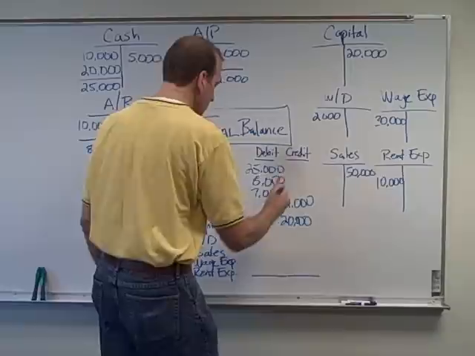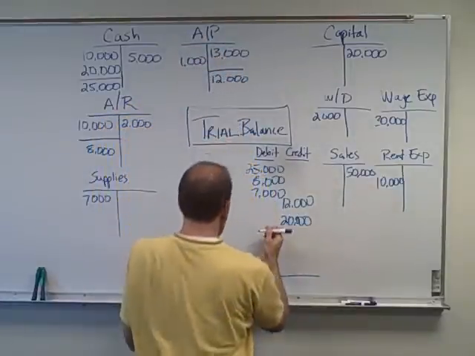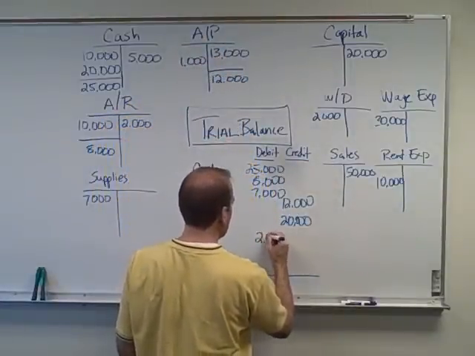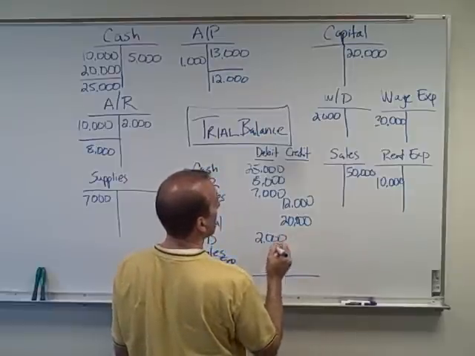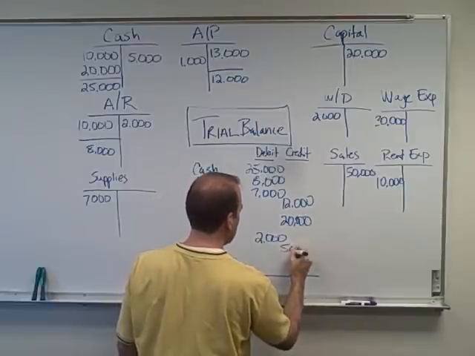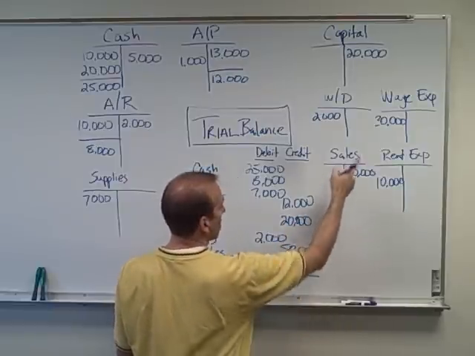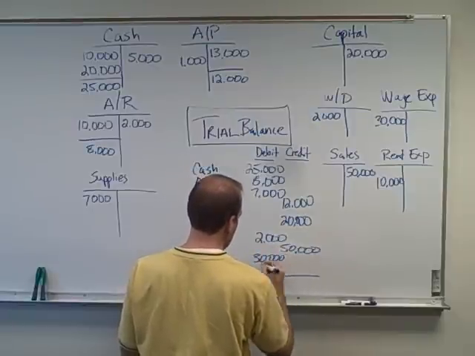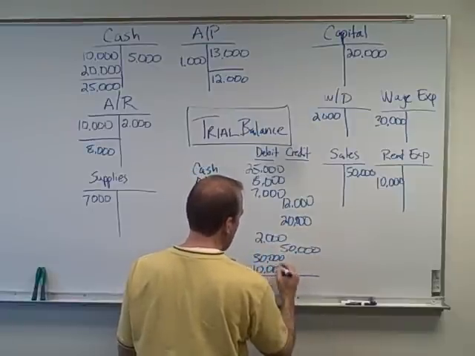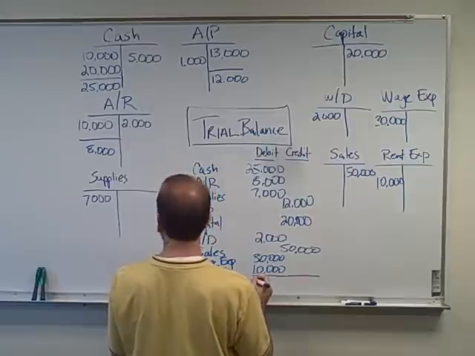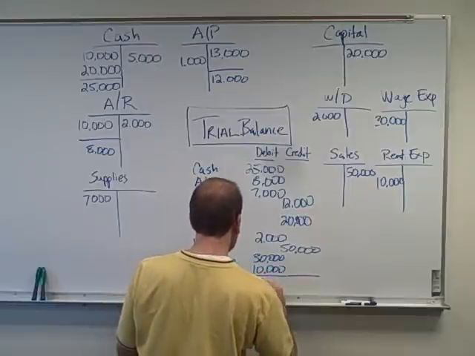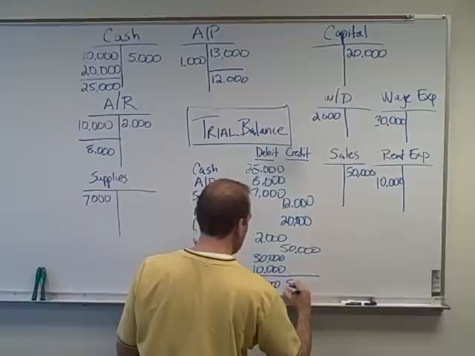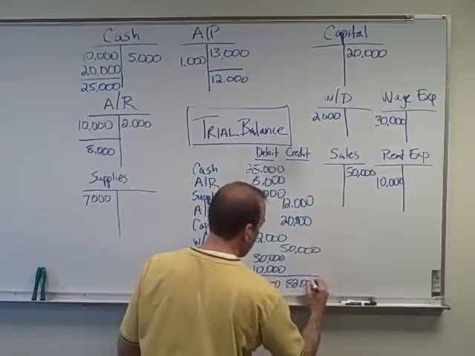Okay, withdrawals is a debit. Debit of 2,000. Sales, credit of 50,000. And then our expenses of 30 and 10. So 30,000 and 10,000. Now when we total these up, you'll see that we get 82,000 and 82,000. So we're in balance.